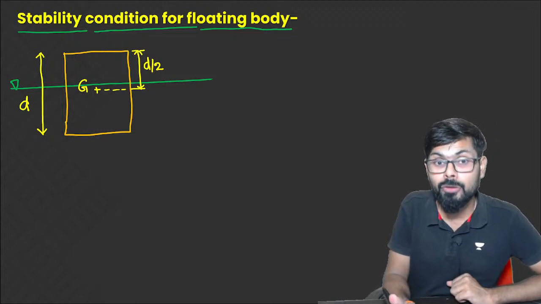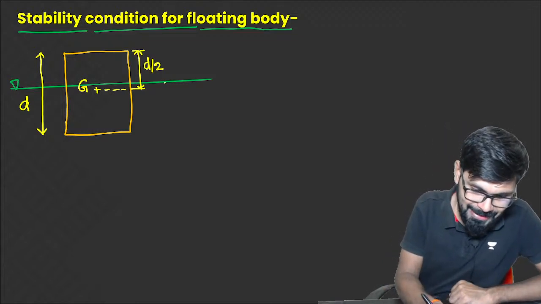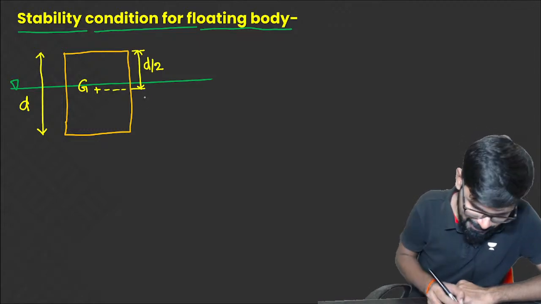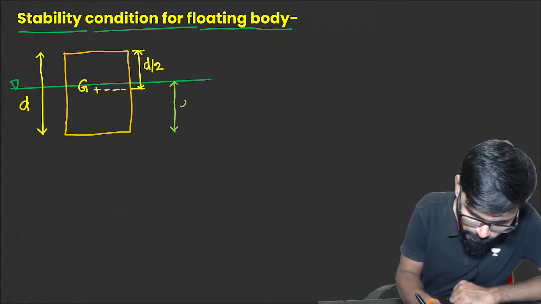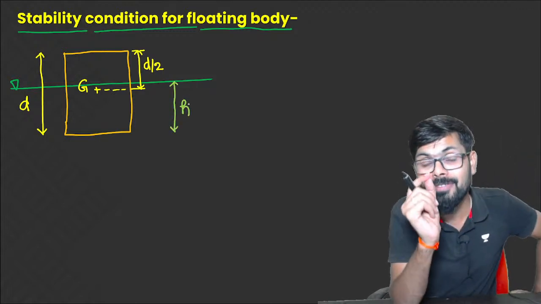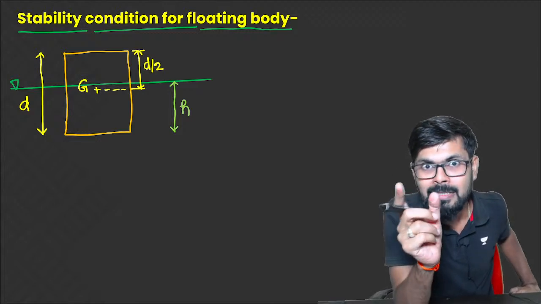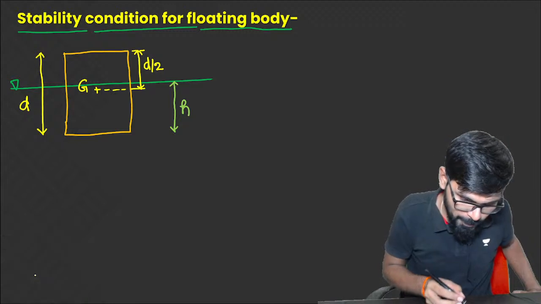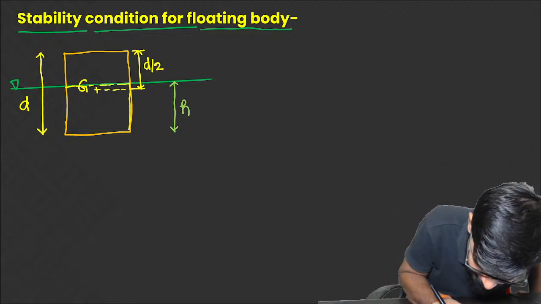Now what about the buoyancy? Now what is this height? Let's say it is immersed up to height h. This height is h. So the center of buoyancy will act where? The center of buoyancy will act at the center of the volume displaced, right? What is the fluid displaced? This is the fluid displaced, beta.